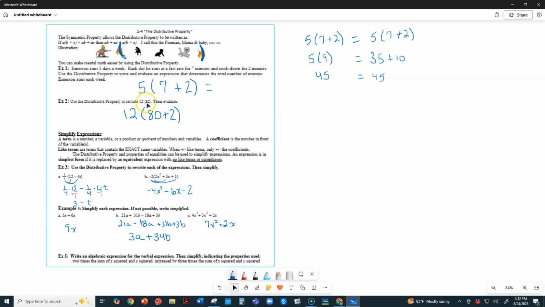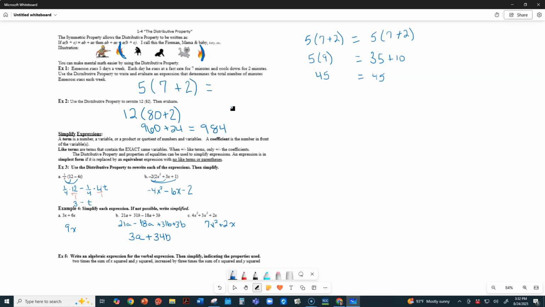Instead of trying to figure out what 12 times 82 is, why don't you just separate that 82 into 80 plus 2? And then you can multiply 12 times 80. Well, 8 times 12, I believe, is 96, so that would be 960. And then 12 times 2 will be 24. And then it might be a little bit easier to add 960 to 24. So that's one way that you can use the distributive property.